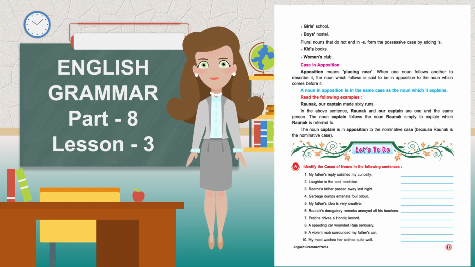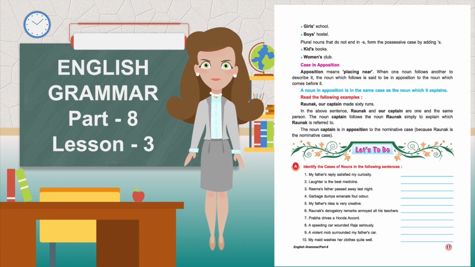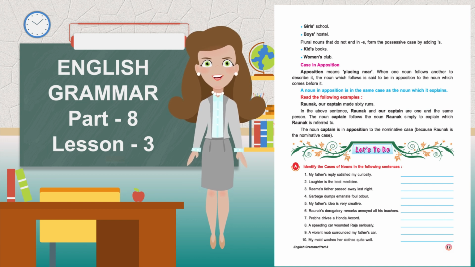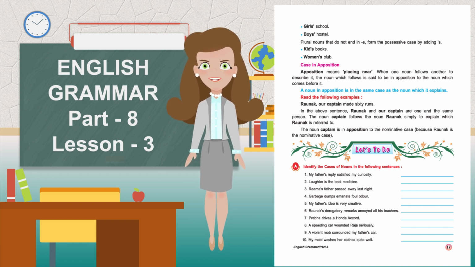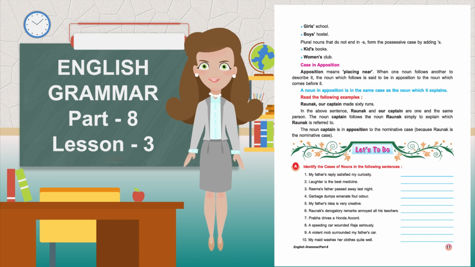Read the following example. Ronak, our captain, made 60 runs. In the above sentence, Ronak and our captain are one and the same person. The noun captain follows the noun Ronak simply to explain which Ronak is referred to. The noun captain is in apposition to the nominative case because Ronak is in the nominative case.